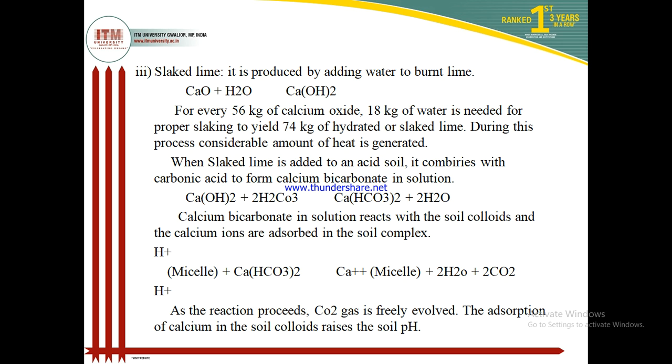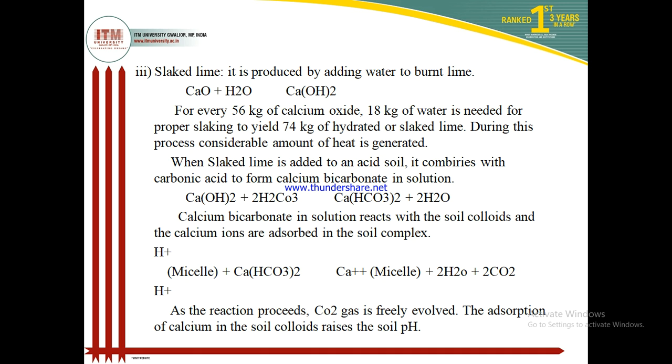Now slaked lime is produced by adding water to burnt lime: CaO plus H2O gives Ca(OH)2. For every 56 kg of calcium oxide, 18 kg of water is needed for proper slaking to yield 74 kg of hydrated or slaked lime. During the process, a considerable amount of heat is generated.